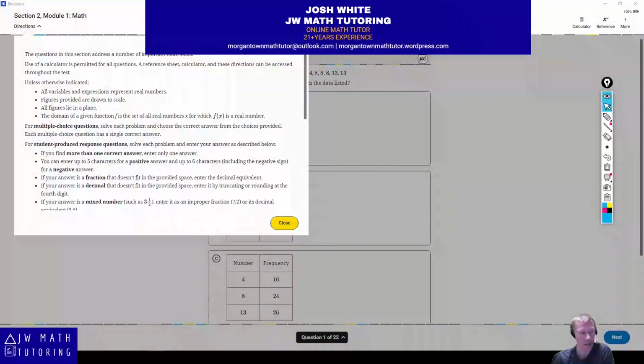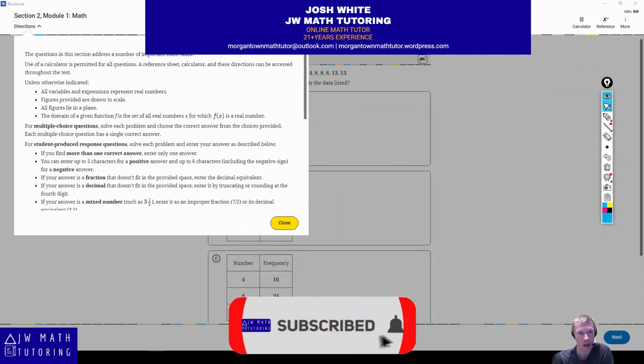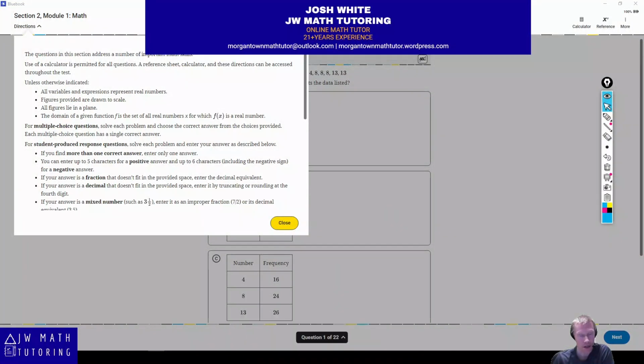Okay, so I'm signed in to the Bluebook app. I have brought up Practice Test 1. I've skipped ahead to the math section. Basically, it's called Section 2. This is the first part of it, which is module number 1.